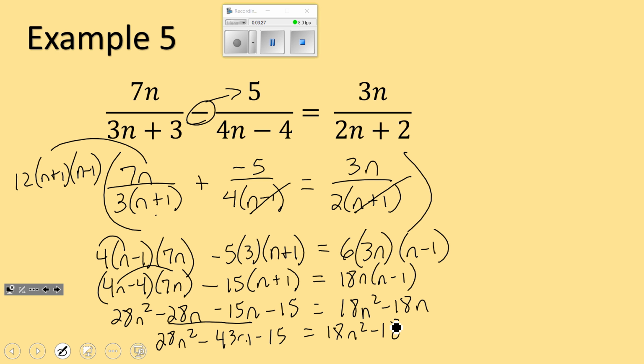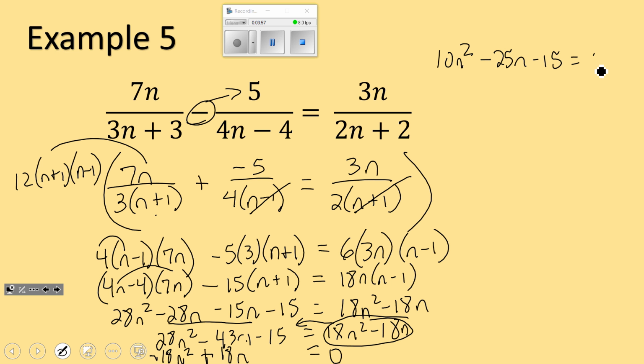And then I'm going to take both of these. I've got to set it equal to 0. Is this quadratic? Is this linear? How do you know it's quadratic? It's got a square term. So minus 18n squared, and this will be a plus 18n equals 0. So altogether, I've got 10n squared minus, help me out, 25n minus 15 equals 0.